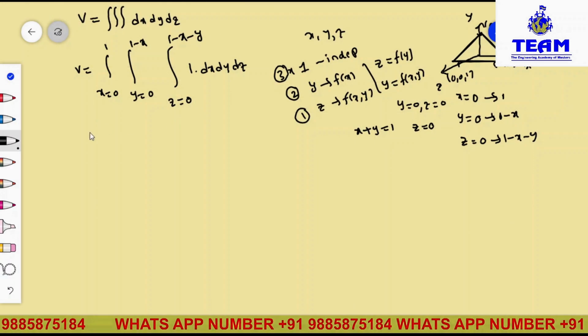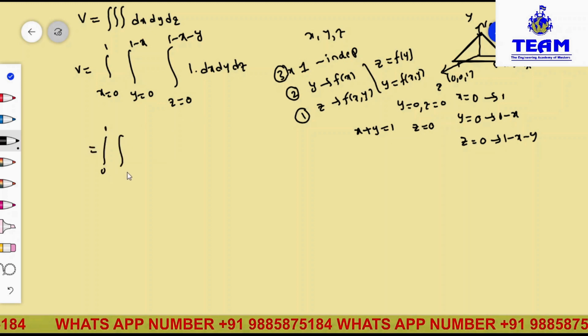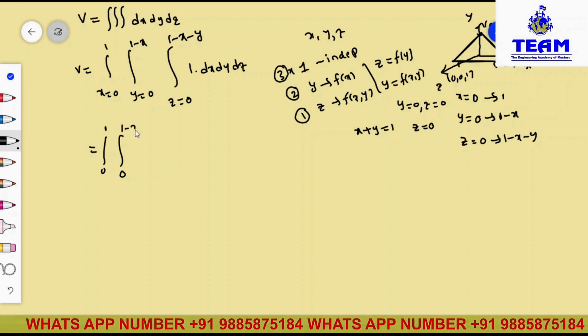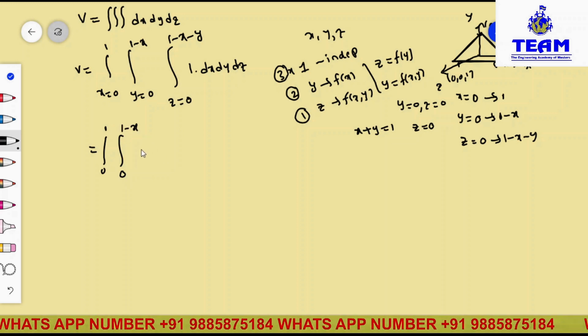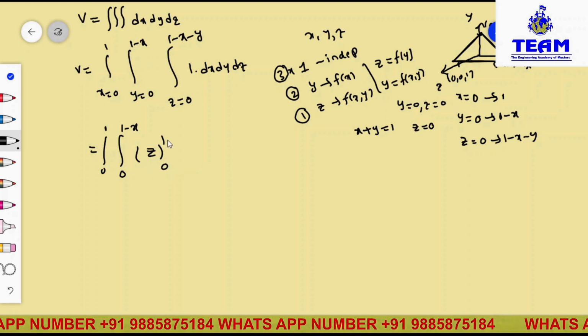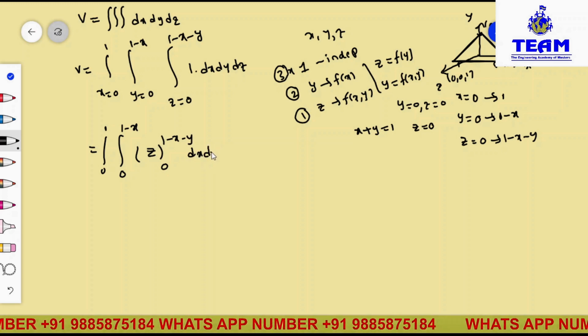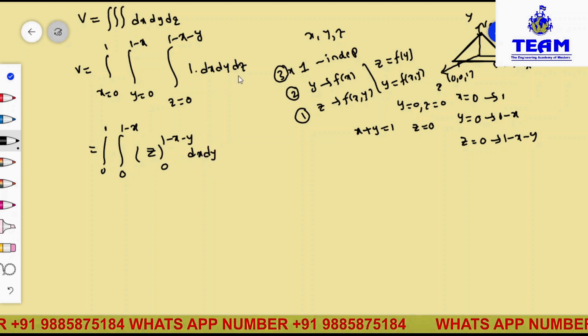First I am integrating with respect to what? z. So this is equal to the integral from 0 to 1, integral from 0 to 1 minus x. Now the integration of dz is z. What about the lower limit here? You have z equal to 0, and the upper limit is 1 minus x minus y, into dy, because we have already integrated with respect to z.